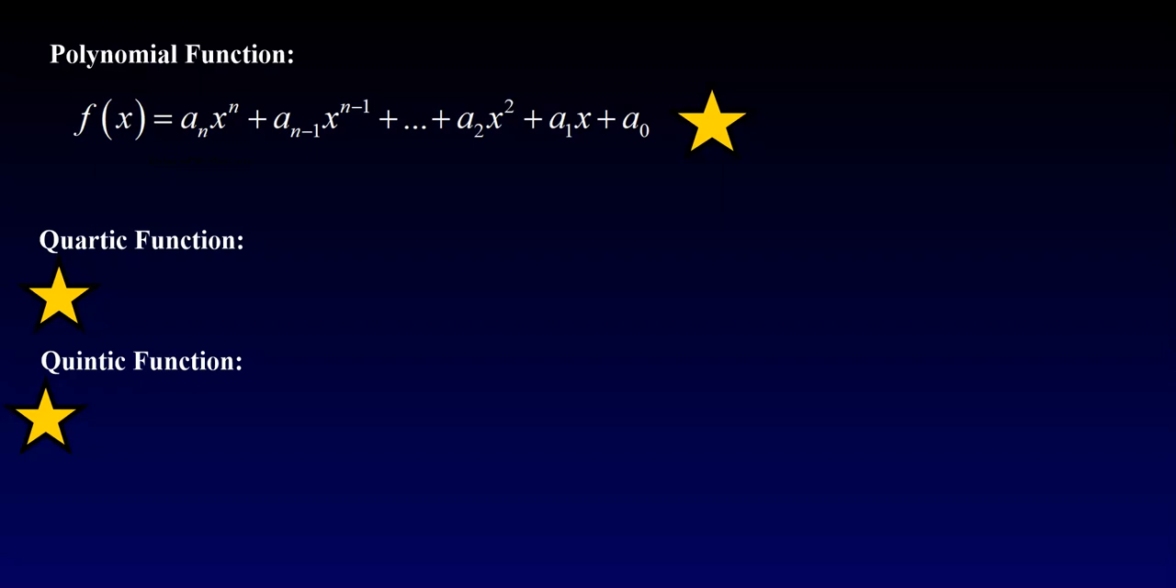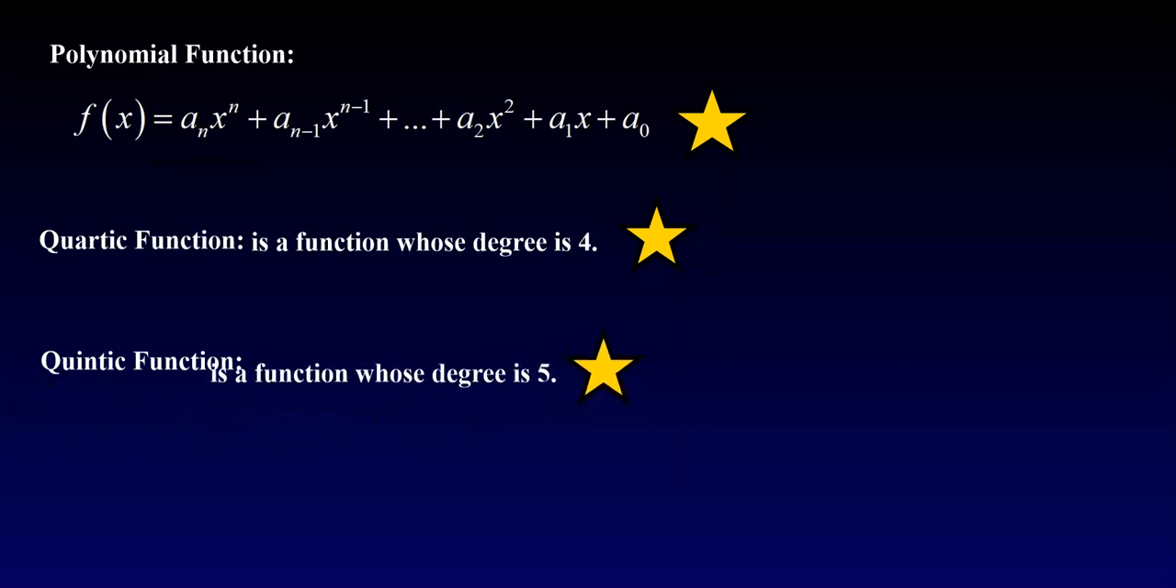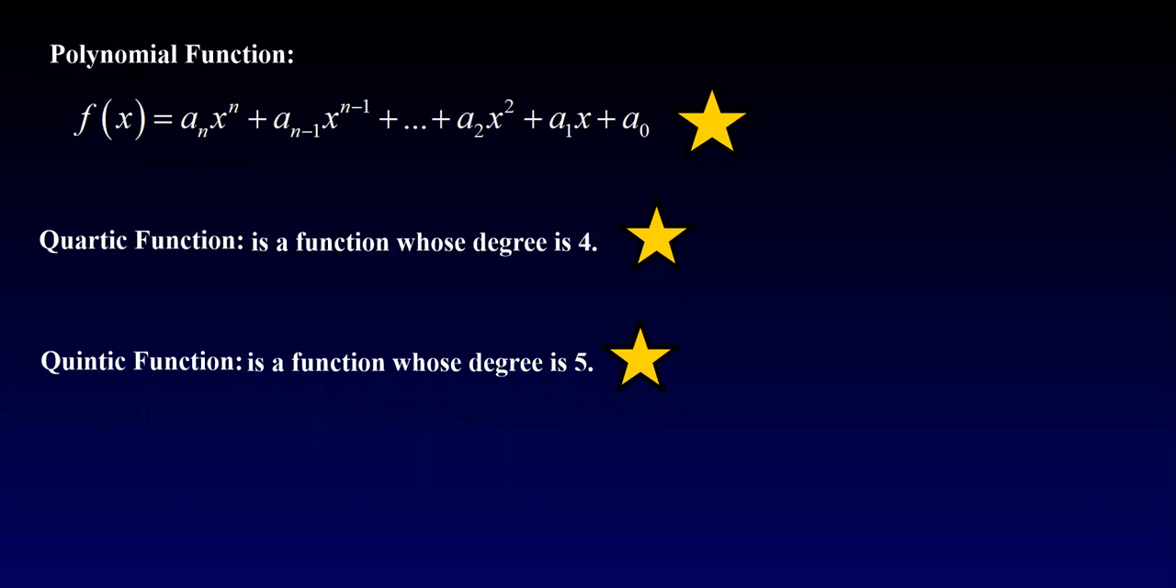Common ones that we see besides the quadratic, the cubic and linear are quartic, which is a function whose degree is 4, and quintic, which is a function whose degree is 5.